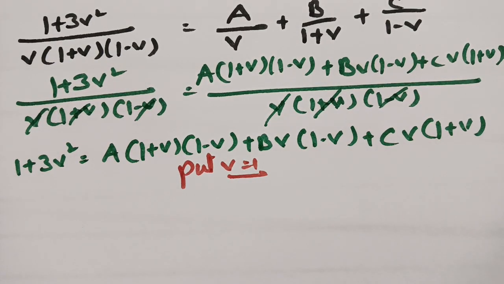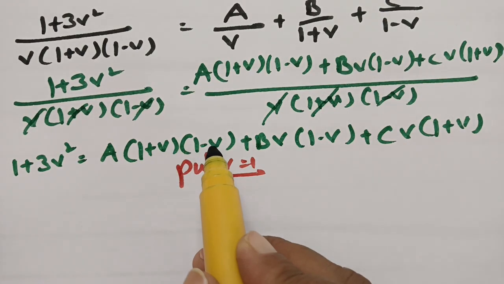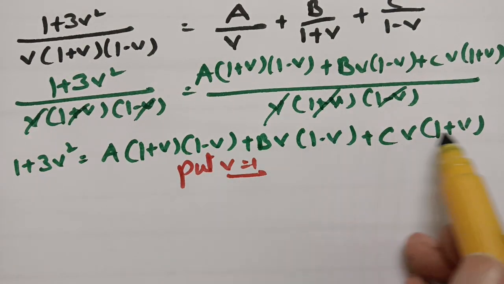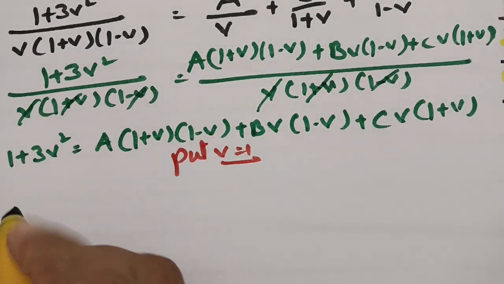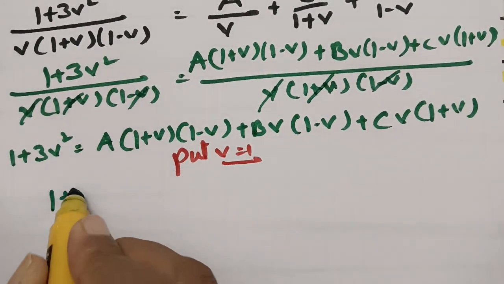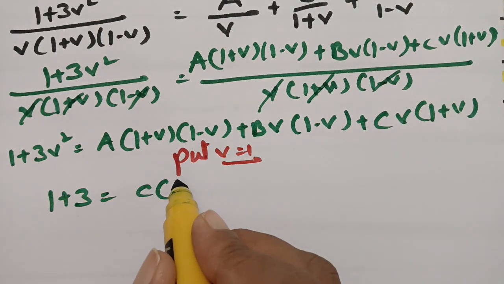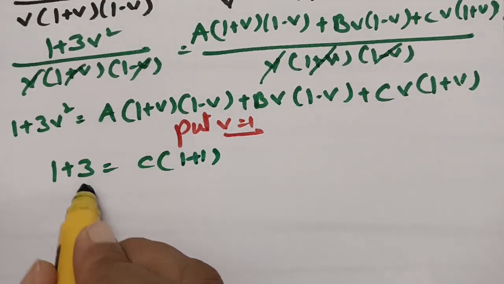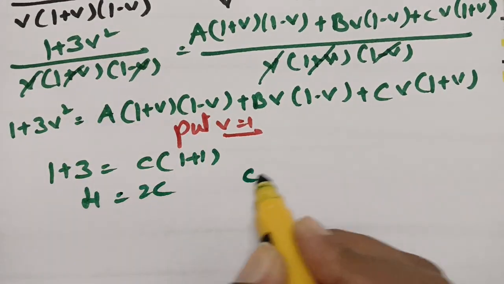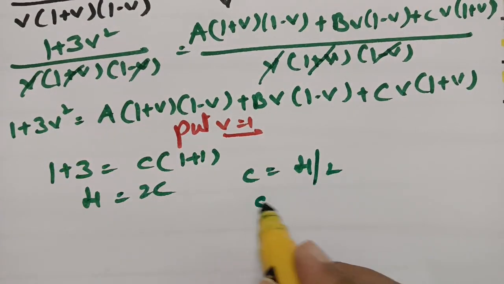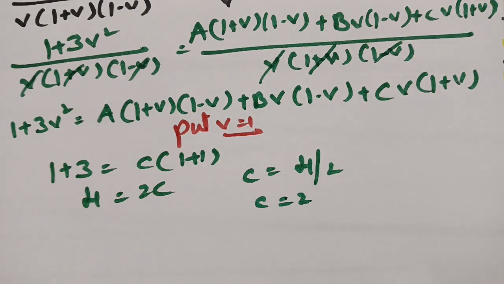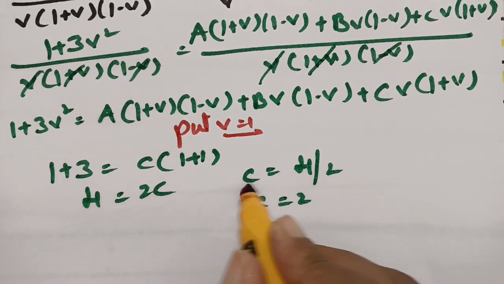So this will become 1. If I keep v is equal to 1, this will become 0 and this will become 0. Only c remains here. So 1 plus 3 is equal to c into, if I keep 1 here, 1 into (1 plus 1). So this is 4 equal to 2c, and c is going to become 4 by 2, and c is 2. So we got the value of c as 2.